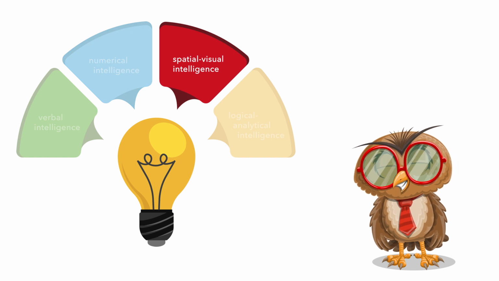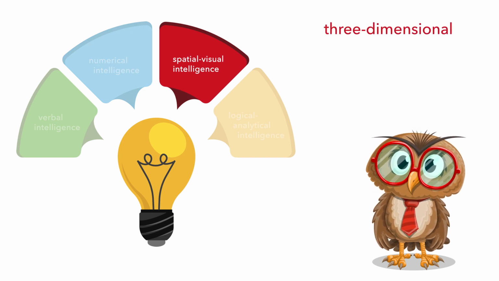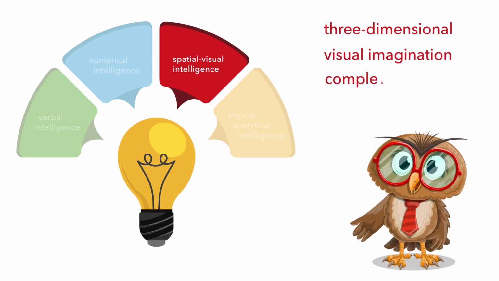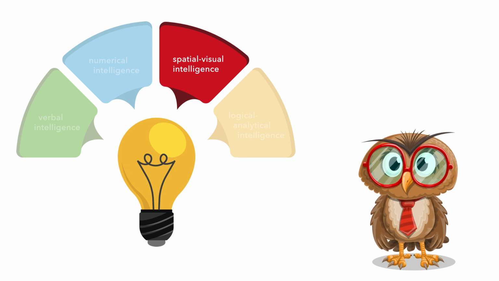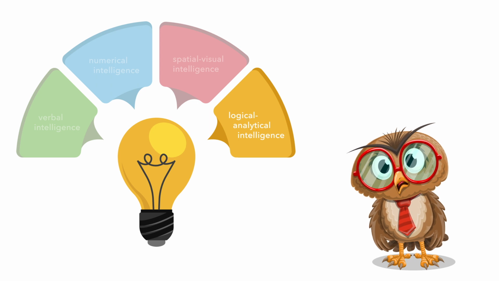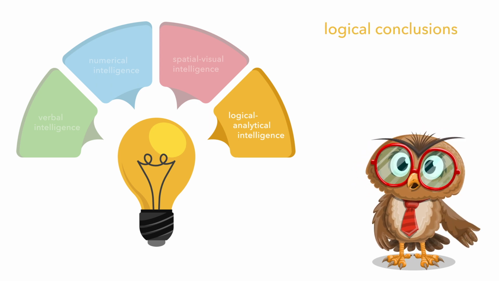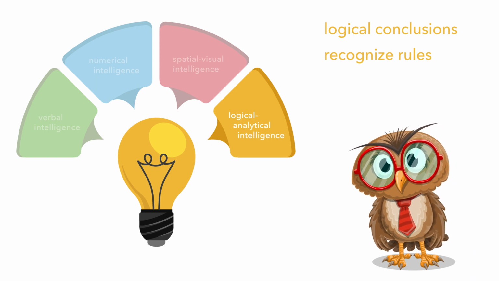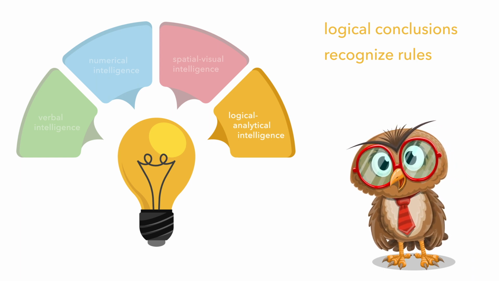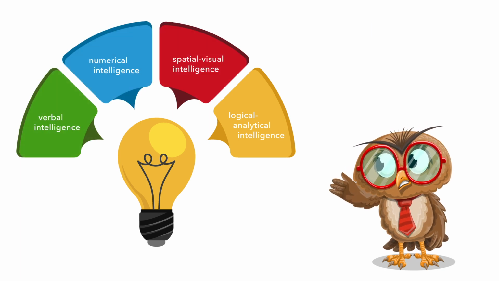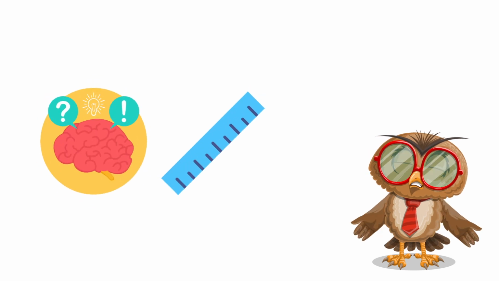Spatial visual intelligence refers to three-dimensional and visual imagination. This means that someone can recognize patterns between three-dimensional complex figures relatively well. The logical analytical intelligence describes the ability to draw logical conclusions. It is the ability to recognize rules in a situation, clearly define them, and derive a generally valid logical conclusion from that. Now we know what kinds of intelligence exist, but how is it measured?